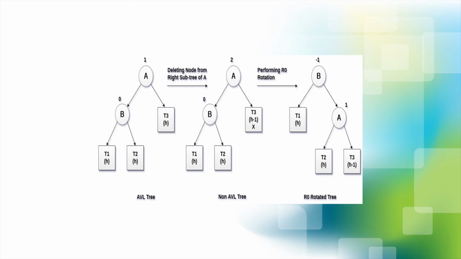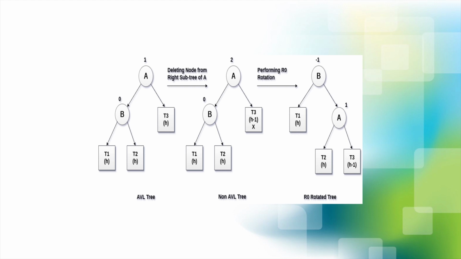Again, the balancing factor of A is 1, so it satisfies the property of an AVL tree because it comes under the range. Now, I want to delete an item from the right subtree of A, where the height of the right subtree T3 is h. We delete one generation from the right hand side subtree of A, so T3 will have a height equal to h minus 1. So, again we calculate the balancing factor of each and every node.